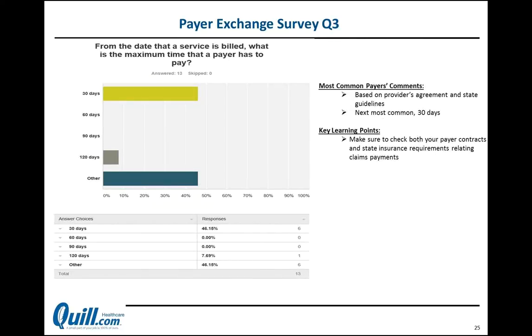Question 3, from the date that a service is billed, what is the maximum time the payer has to pay? Lots of variance here. So, most were in 30 days, some were others, some were 120 days, but basically it's based on the provider's agreement and state guidelines. You want to make sure, if you're seeing a pattern where claims are not getting paid timely, to go back and check the guidelines with your insurance commission to make sure that you are being paid according to the guidelines in your state.